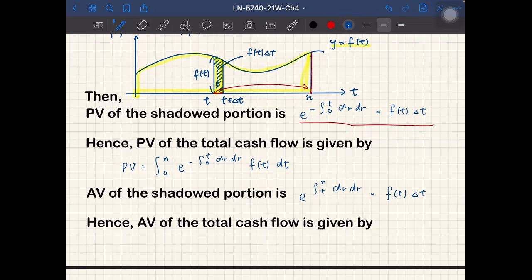So the entire accumulated value of the area from 0 to n is equal to the integral from 0 to n of e to the power integral from t to n of delta sub r dr, times f of t times dt. This accumulated value is of course larger than the present value. Basically in the present value this exponent is negative, but in the accumulated value this exponent is positive. The accumulated value accumulates n years of interest compared to the present value, so it's larger.